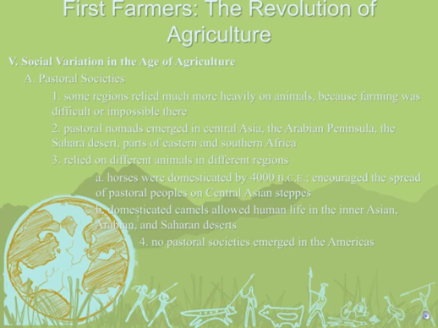They relied on different animals in different regions, obviously, as I mentioned earlier, due to climate and to where those animals had started to be domesticated. Horses were domesticated around 4000 BCE, around the Central Asia steppes region, getting into the Middle East and the southern parts of the Russian region. Domesticated camels allowed human life in the inner Asian, Arabian, and Saharan deserts. We'll see the Sahara come much after Arabian, spreading over there and helping increase their trade. We'll learn about that in a couple chapters. No pastoral societies emerged in the Americas, again due to the lack of certain types of animals.